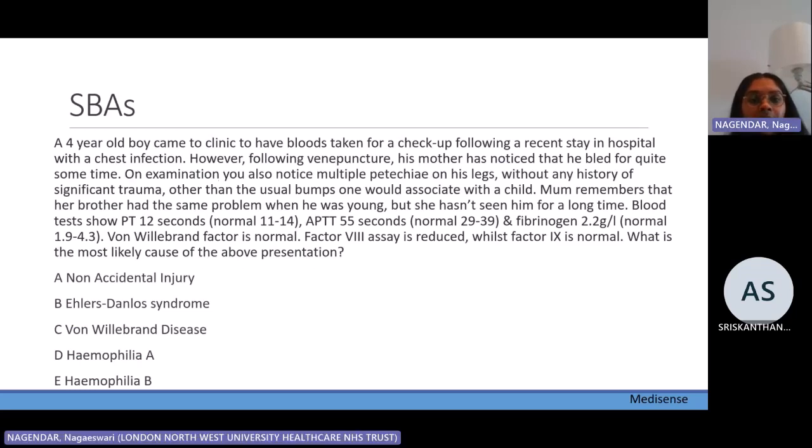You speak to mum, and then mum remembers that her brother had the same problem when he was young, but she hasn't seen him for a long time because they're estranged. We do some blood work, and the blood tests show the prothrombin time is 12 seconds, which is normal. APTT is raised, and fibrinogen is 2.2 grams, which is in the normal range. Because this APTT is deranged, you decide to do some further tests, and the von Willebrand factor level is normal. The factor 8 assay is reduced, whilst factor 9 is normal. What is the most likely cause of the above presentation?